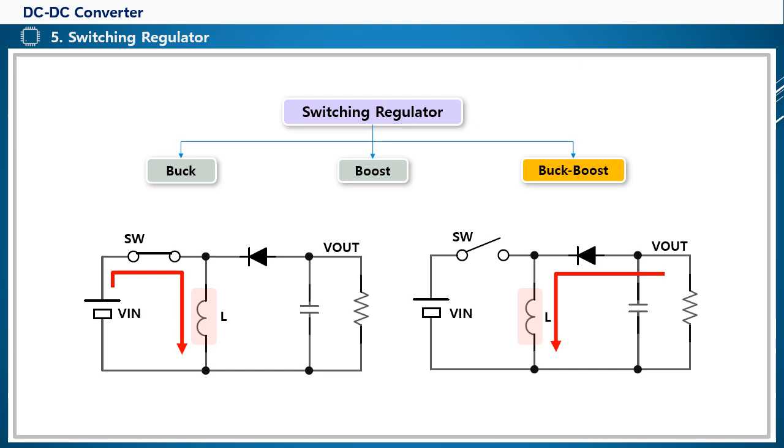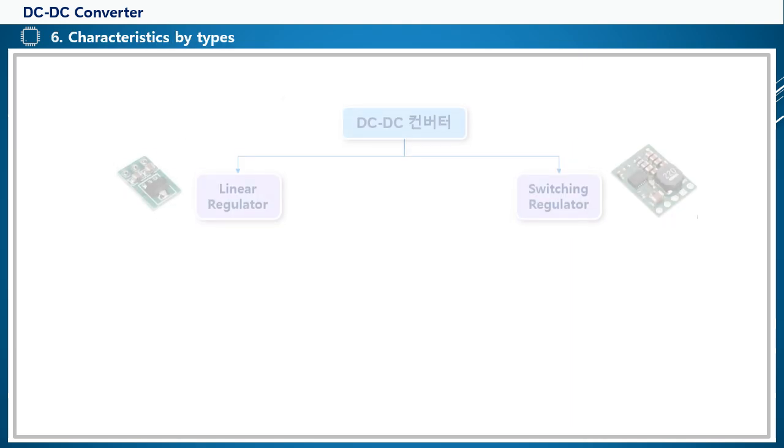In this way, the switching regulator can output various voltages such as step down, step up, and negative voltage depending on the configuration and arrangement of the inductor with current charging and discharging characteristics and the switching element that determines the charging and discharging path.